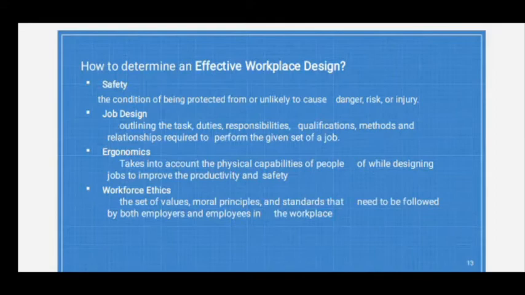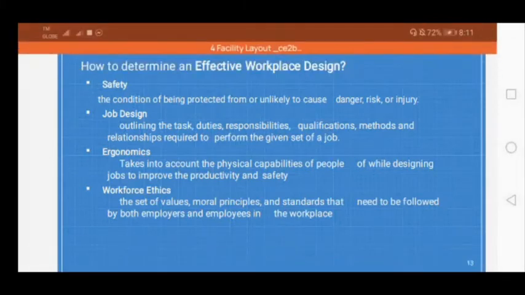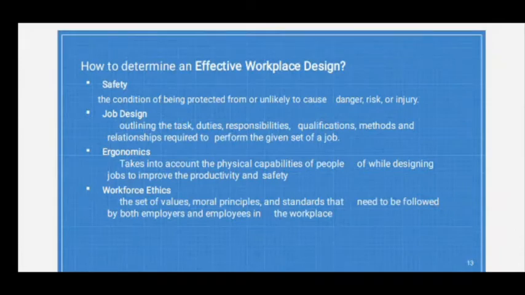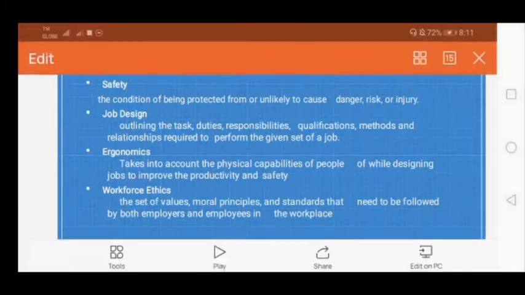So you can determine that an equipment or a workplace is ergonomically designed if, for example, in a call center, which has all computers and electric devices, those electric devices don't have poor wirings, and the desks and chairs have secured fittings that prevent accidents. So that is how you determine safety.